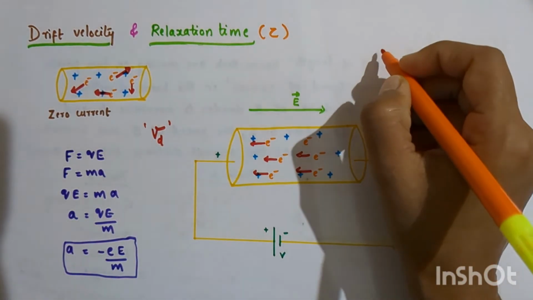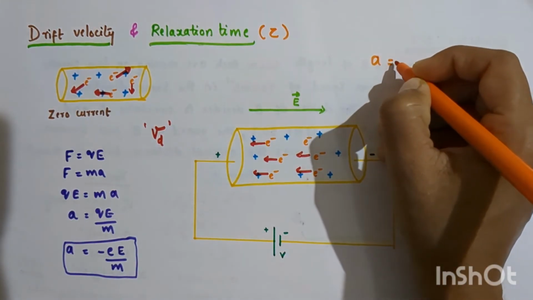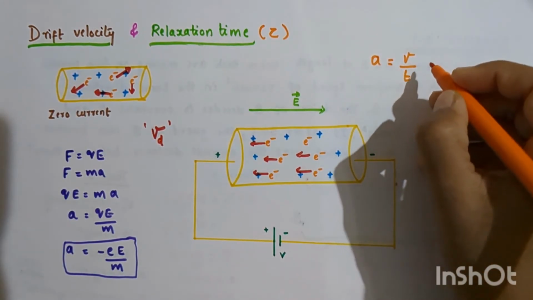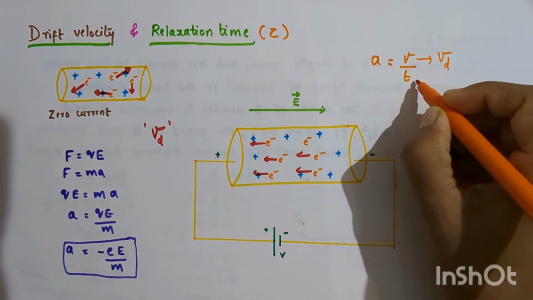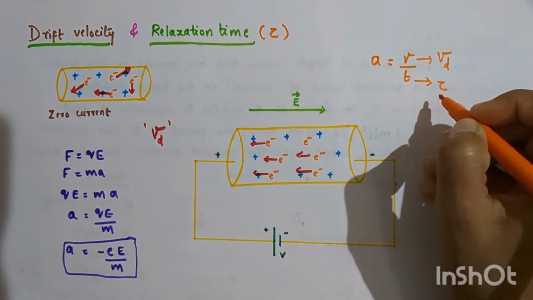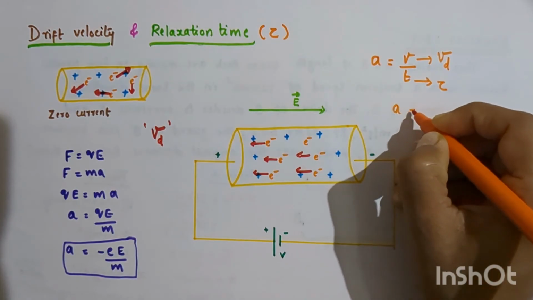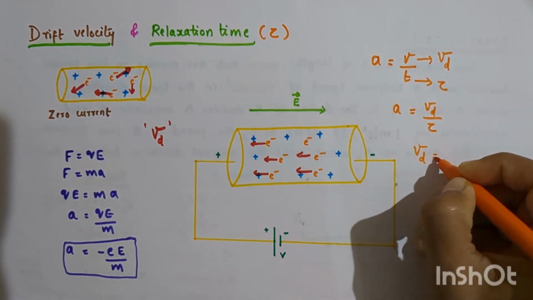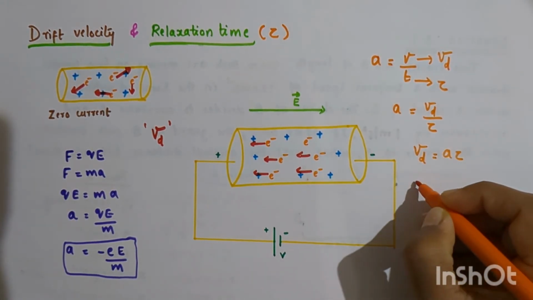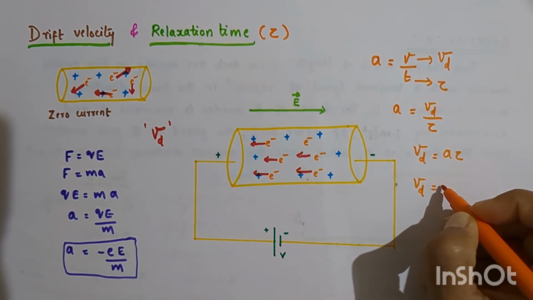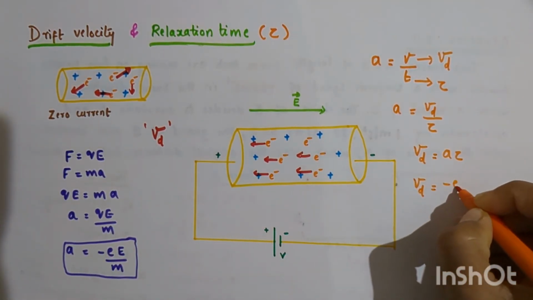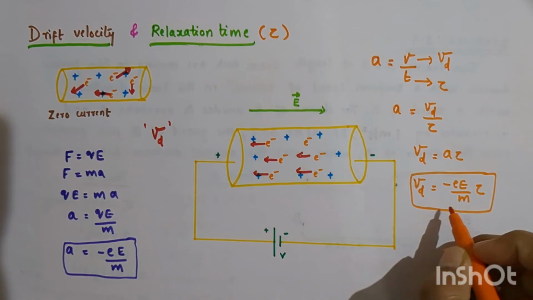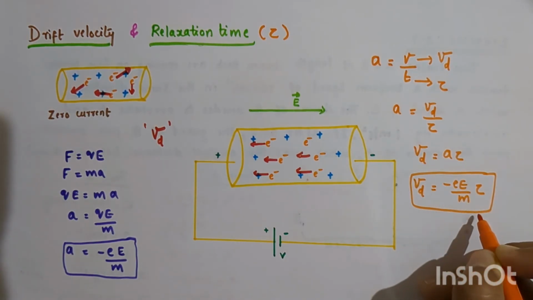We have the equation for acceleration A. This is a simple equation: acceleration is equal to velocity divided by time. Here we can take this velocity as the drift velocity Vd, and take this time t as the relaxation time tau. So we can write the acceleration A as drift velocity divided by the relaxation time. From this we can write the drift velocity Vd is equal to A into tau. So Vd is equal to A, the acceleration of the electron, which is minus eE by m, into tau. So the drift velocity Vd of the electron can be written as minus eE by m into tau.